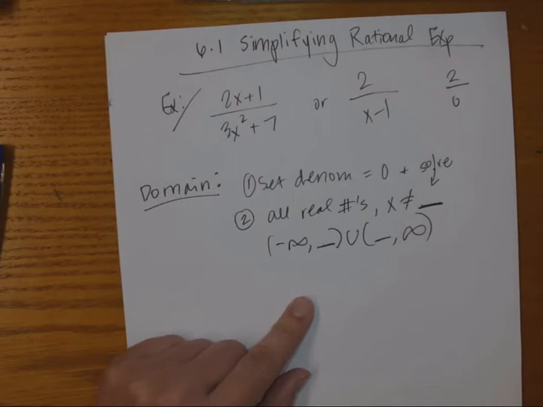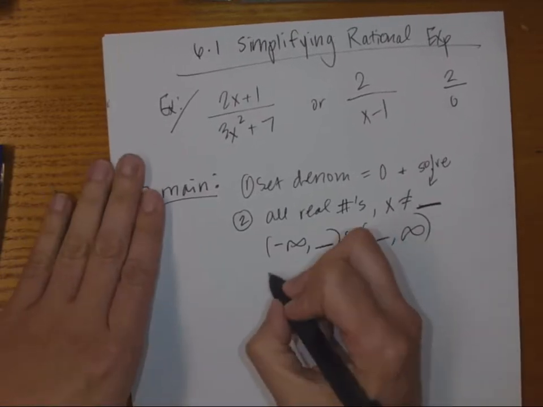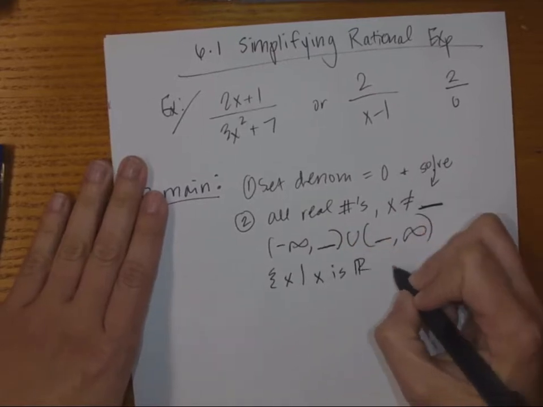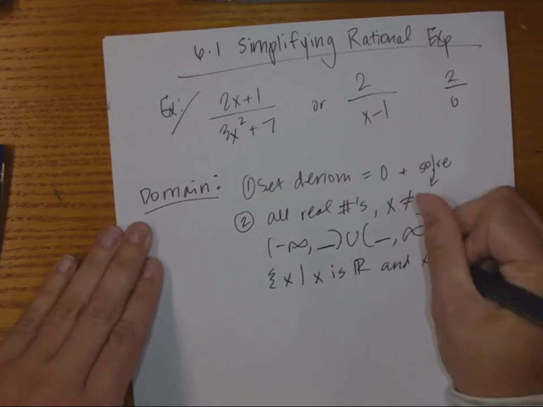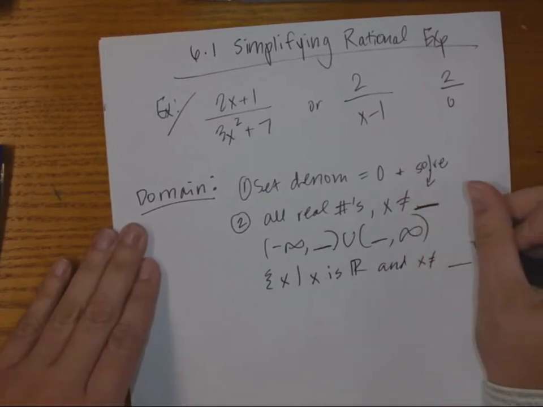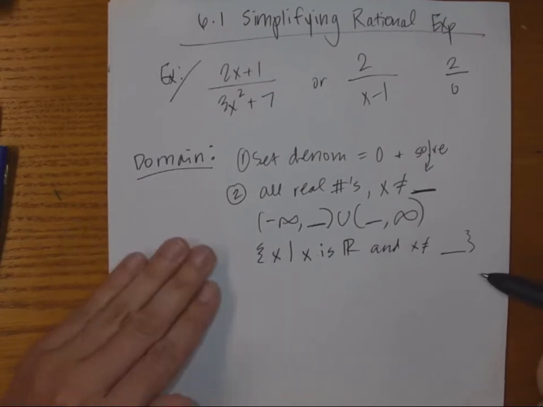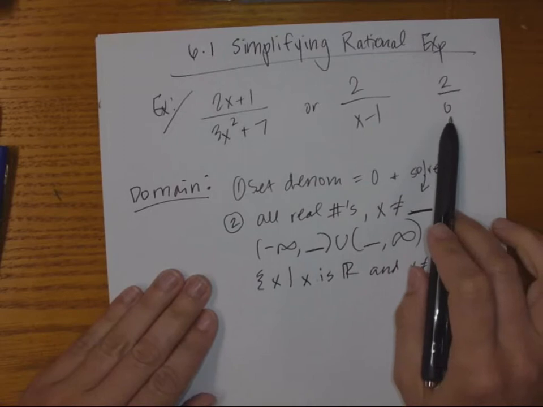You could write it in set builder notation with the squiggly brackets, all x such that x is a real number and x does not equal whatever your number is. I don't really care how you write it in here. Just know that your domain is every single number except for that one number you can't have.